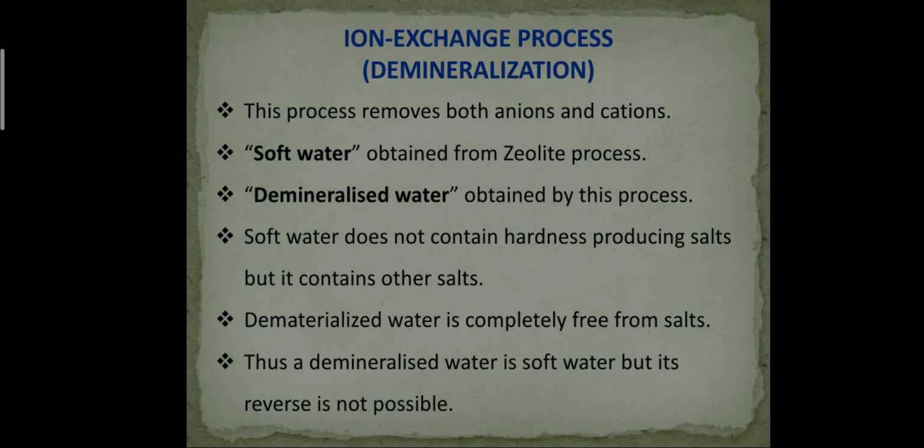Zeolite process produces soft water which is free from the hardness producing ions such as calcium and magnesium ions, but it contains other ions like sodium, potassium, sulfate and chloride ions. But demineralization process produces water which is free from both anions and cations. Thus we can tell that a soft water is not a demineralized water, whereas a demineralized water is a soft water.